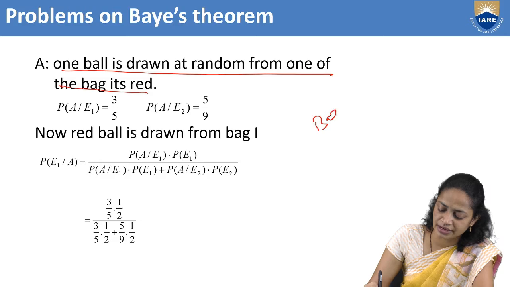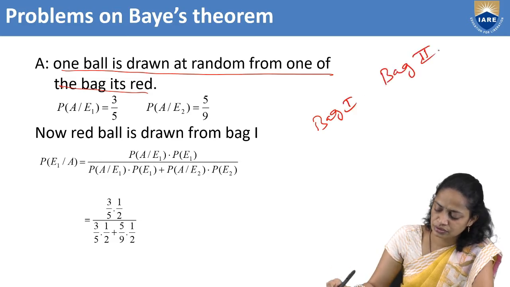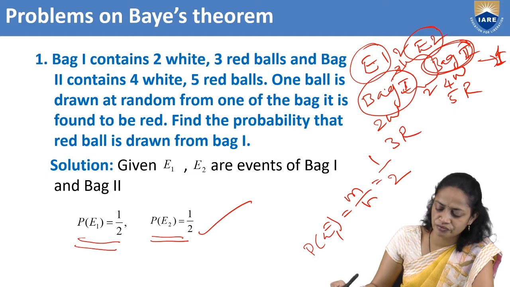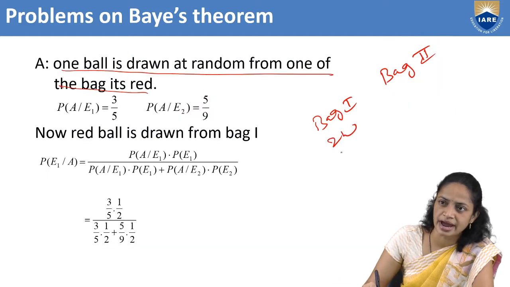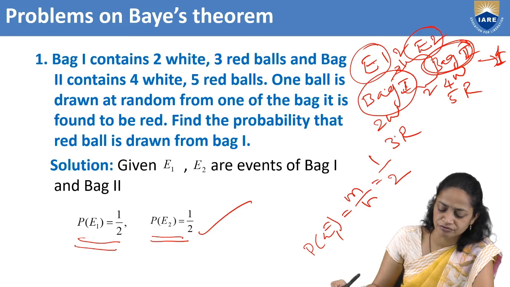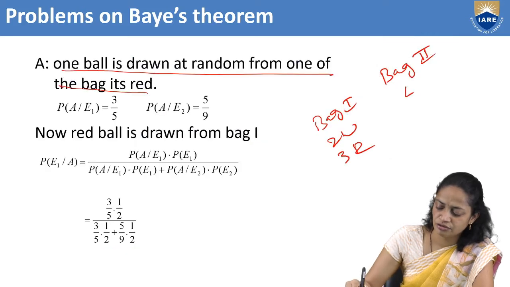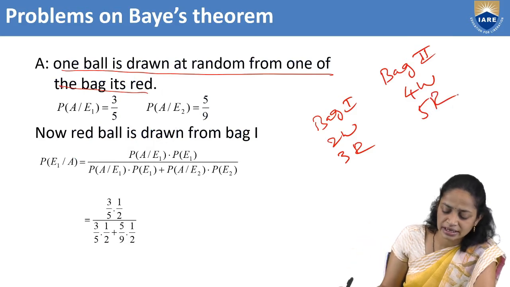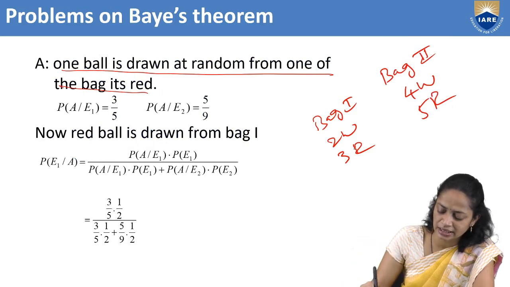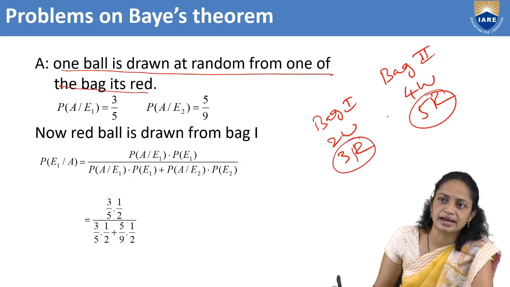In bag 1 we have 2 white, 3 red balls. In bag 2 we have 4 white, 5 red balls. Here we are choosing only red balls, so we have to focus on only red balls.